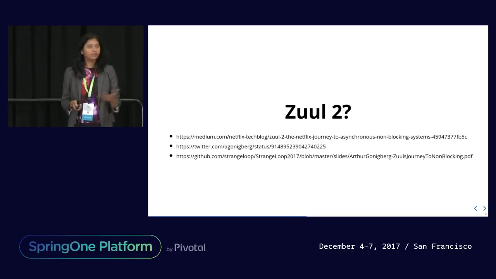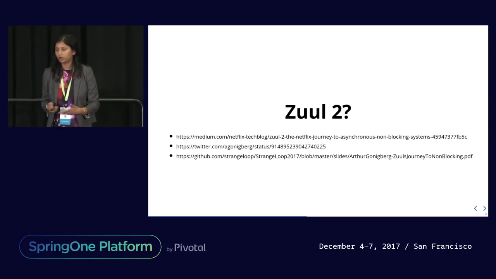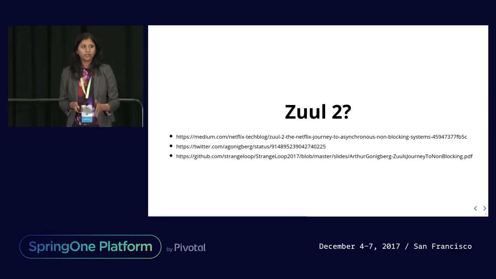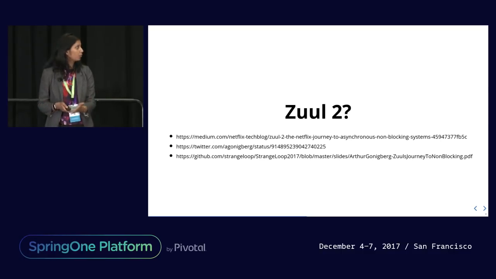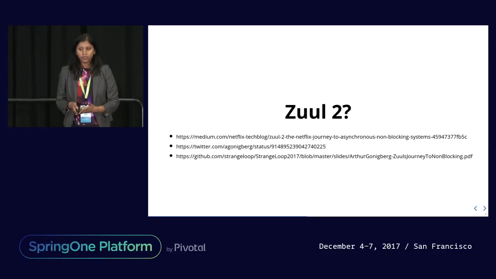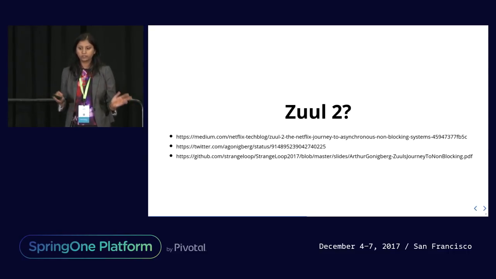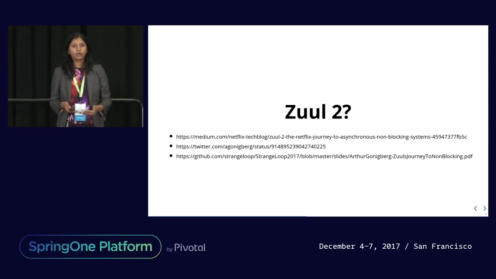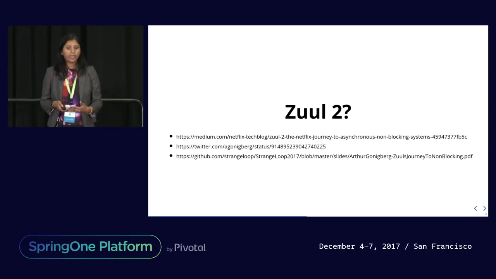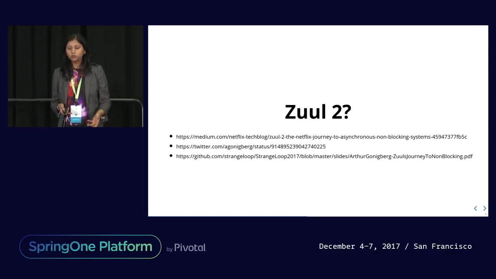Netflix, I believe last year, announced Zuul 2, and they made another public talk or announcement in September. Right now, Zuul 2 is 2.1. The major difference between Zuul 2 and Zuul 1 is that Zuul 2 is non-blocking I/O based on RxNetty. With Zuul 2, the major motivation was non-blocking connectivity, but beyond that also to support HTTP2 and WebSockets.